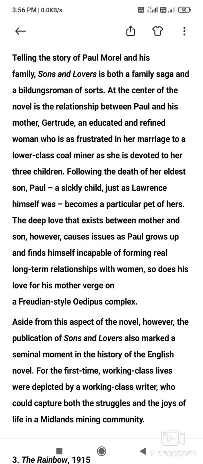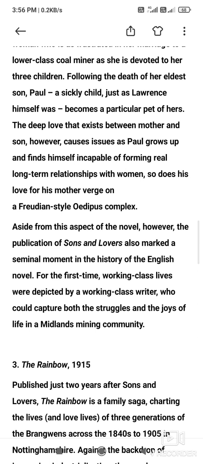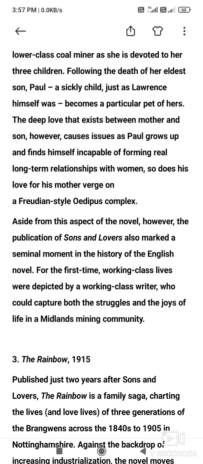He is a sickly child, not a proper health maintain kind of, became a particular pet of her, the deep love exists between mother and son. So this however causes issues as Paul grows up. मतलब बहुत ज़्यादा ही वो अपने बेटे को प्यार करती है और जैसे जैसे वो बड़ा हो रहा है, सो the issues create and he finds himself incapable of forming real long-term relationships with women. So does his love for his mother verge on, in a Freudian style, जो सिगमंड फ्राइड है, ऑडिपस कॉम्प्लेक्स की हम बात करेंगे तो उस काइंड का कुछ हमें इस नॉवल में दिखाई देगा.